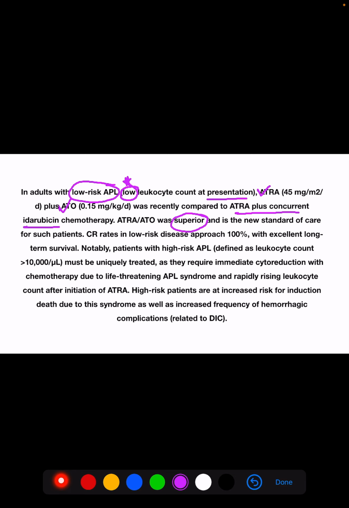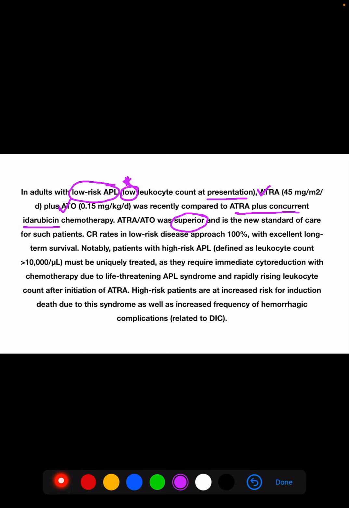Low risk APL, that is low leukocyte count at presentation. So then what do we have to give? All-trans retinoic acid and arsenic trioxide. This combination is superior compared to using all-trans retinoic acid and concurrent idarubicin chemotherapy. And complete remission rates in low risk disease approach 100%.